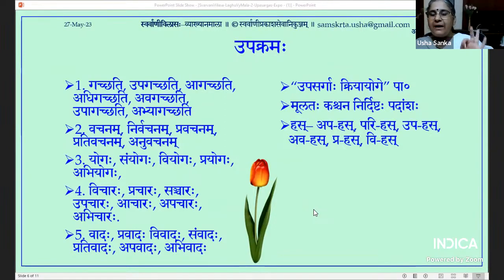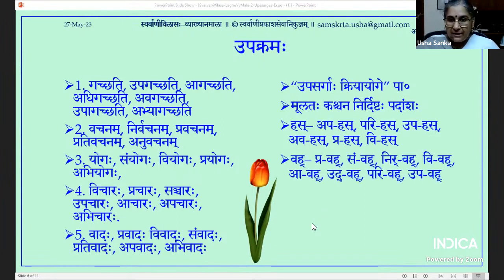So this is how an upasarga attached dhatu appears. This is the basic element. When an upasarga is there in the kriya yoga, then it is in this form. And for your convenience, I have also made one more set of upasarga attached dhatu.